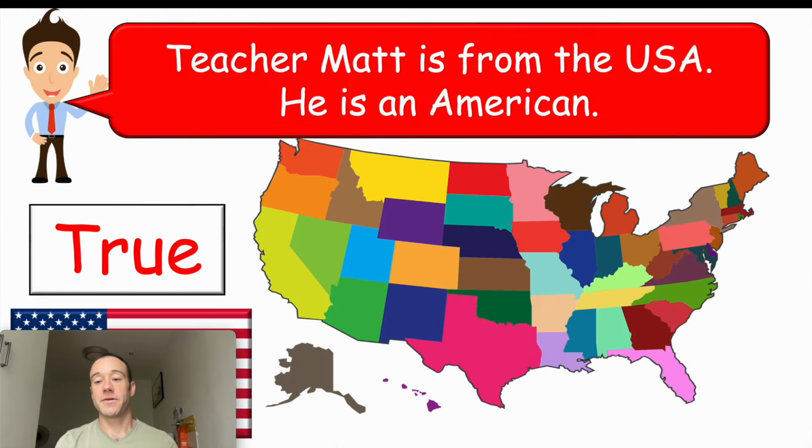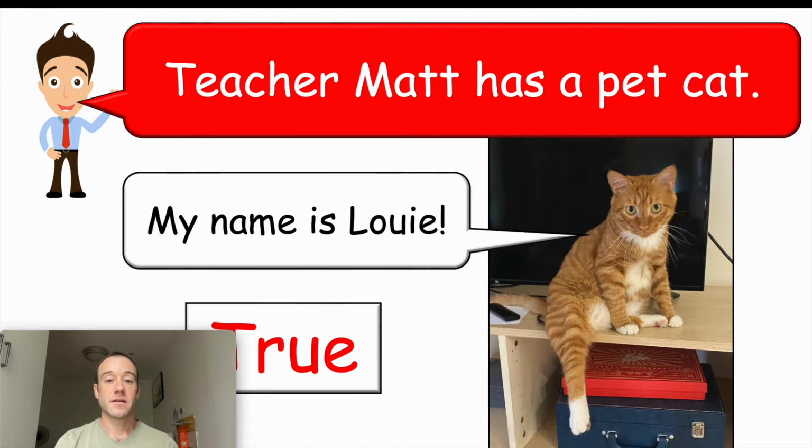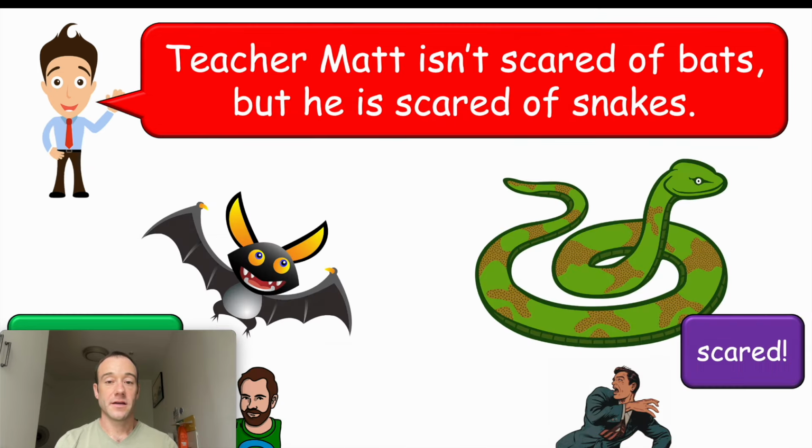Okay, so then I have a map here. Teacher Matt is from the USA. He is an American. Okay, and teacher Matt has a pet cat, Louie. And teacher Matt isn't scared of bats, but he is scared of snakes. Okay, you can have the students read these slides as well. That's why it's in the 3rd person here.